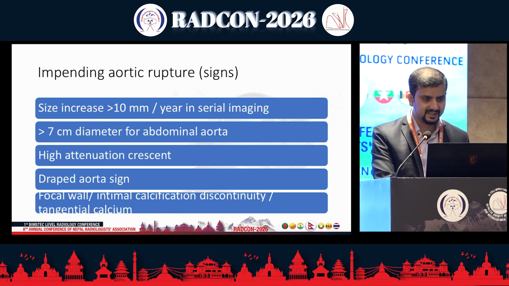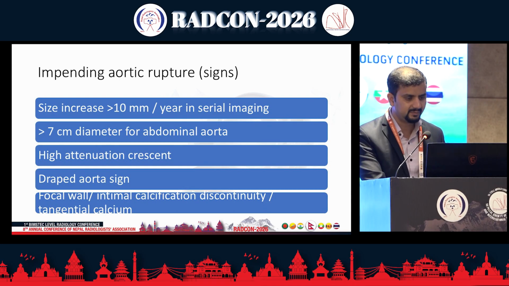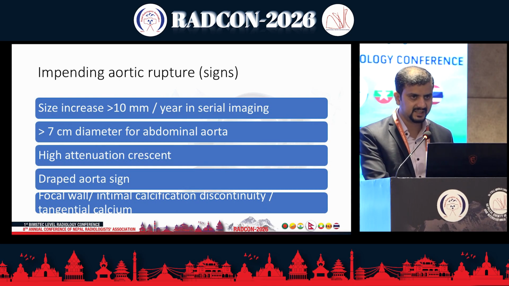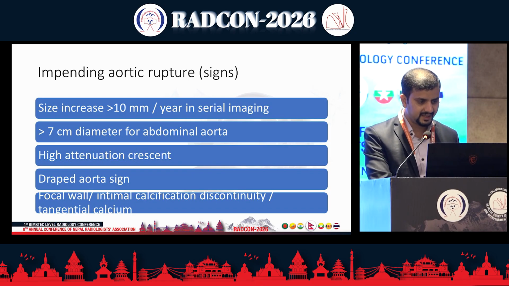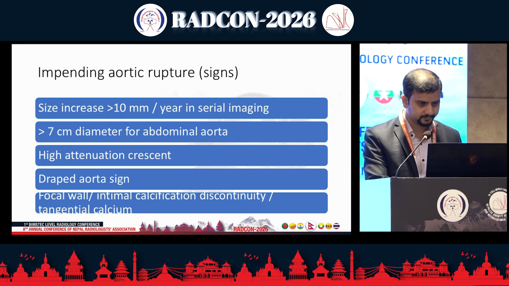So what are the signs that the aneurysm is impending to rupture? The signs of the impending rupture are if it increases by more than 10 mm in a year in serial imaging, if the diameter of the abdominal aorta exceeds 7 cm, the high attenuation crescent sign, draped aorta sign, and focal wall intimal calcification discontinuity or tangential calcium sign.